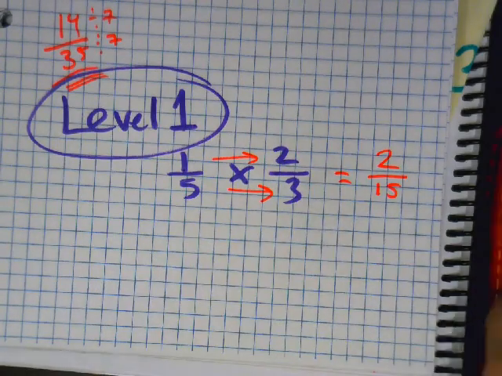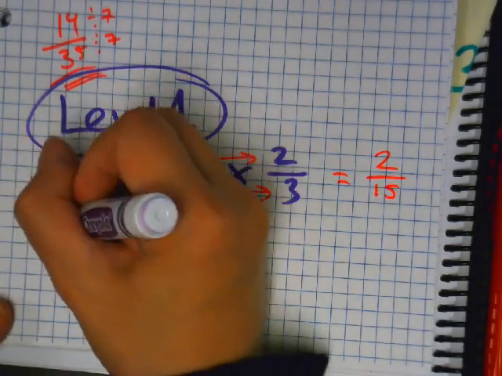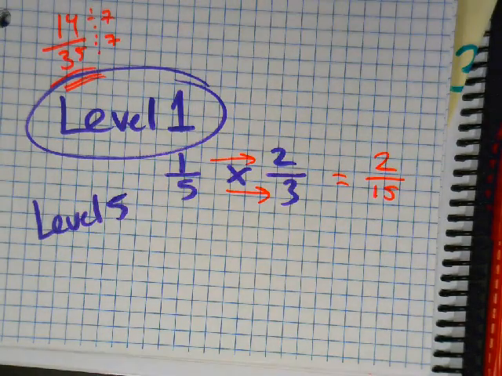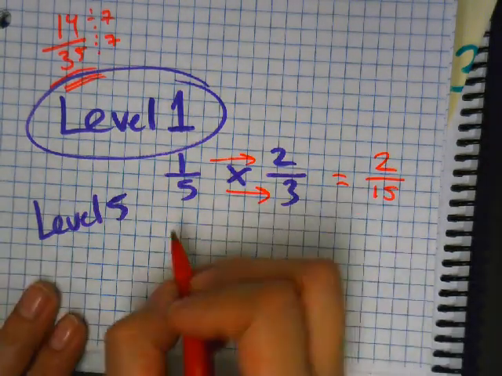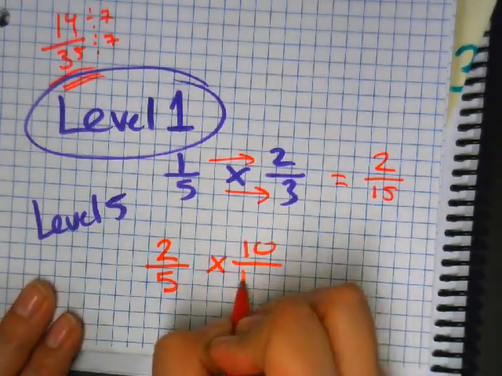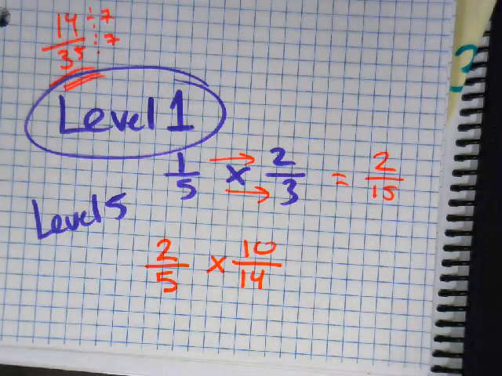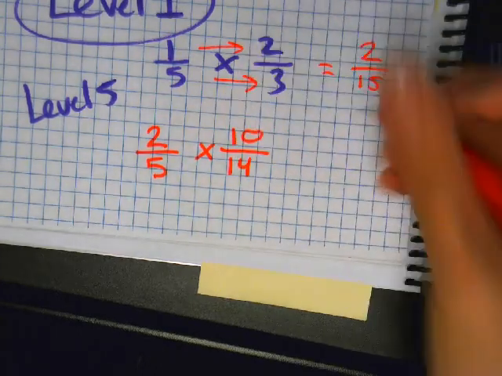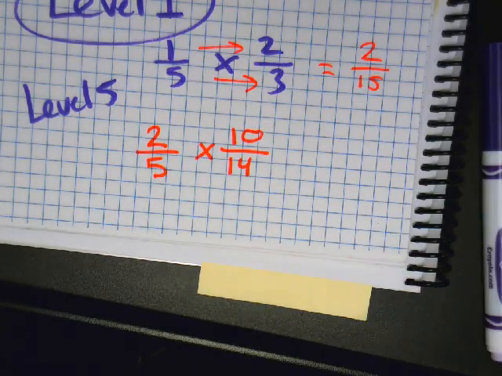All right, let's call it level 5. That's when you simplify the corners. So level 5 is when I have 2 over 5 times 10 over 14. The numbers get a little bit bigger, but you can simplify it. So try simplifying the corners before I do.